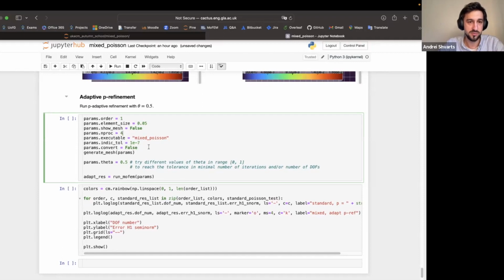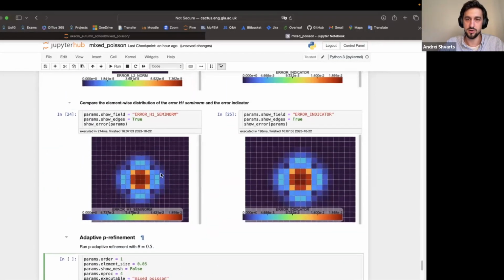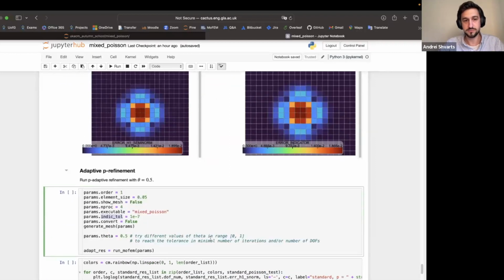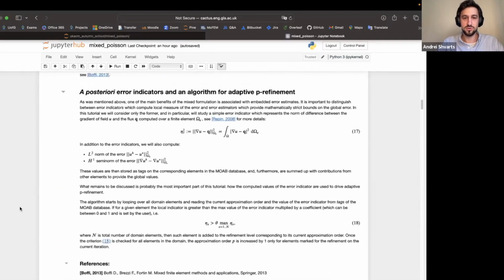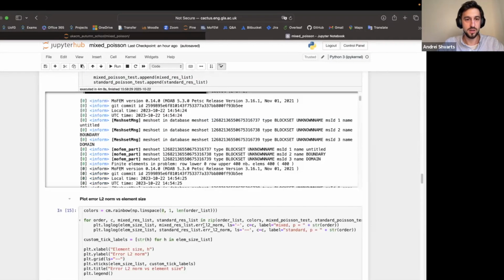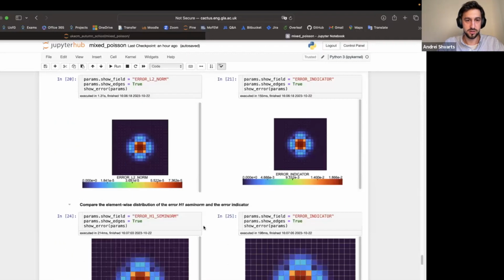So we're going to use a couple of parameters which are needed for this adaptive refinement. So we need to choose the value of the tolerance of this integral value of error indicator to know when to stop. And also we need to choose this parameter theta. I remind you to look into the theory above to consult this formula over here to see how the parameter theta affects the choice of the elements where the approximation order will be increased. So this is what's going to be done over here.